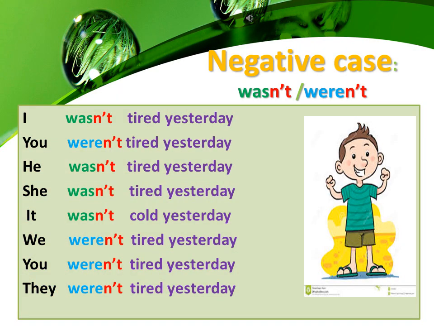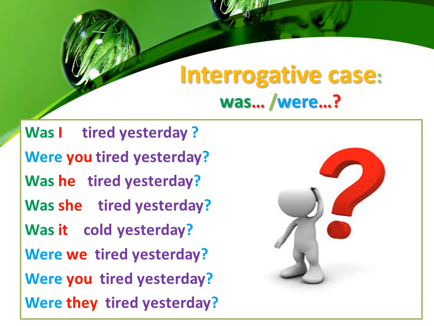Okay. Now let's see the negative case. Notice at the bottom, the title is either wasn't or weren't, so it's easy to remember: wasn't with singular and weren't with plural. So I wasn't tired yesterday. You weren't tired yesterday. He wasn't tired yesterday. She wasn't tired yesterday. It wasn't cold yesterday. We were not tired yesterday. You weren't tired yesterday. They weren't tired yesterday. And here notice that in the negative we always add not. Here I just used it in a short form. You can say I was not tired yesterday or shorten it to I wasn't tired yesterday. Both are correct.